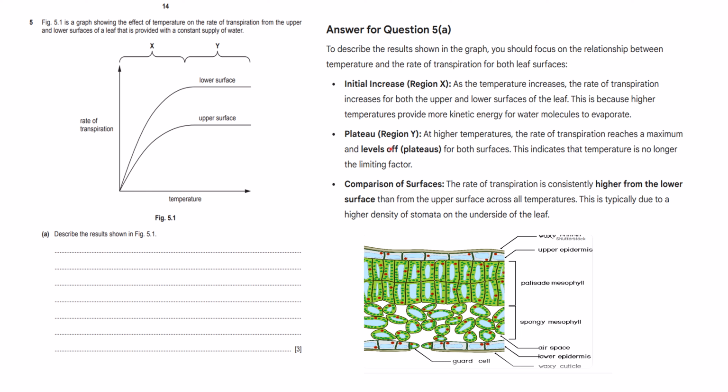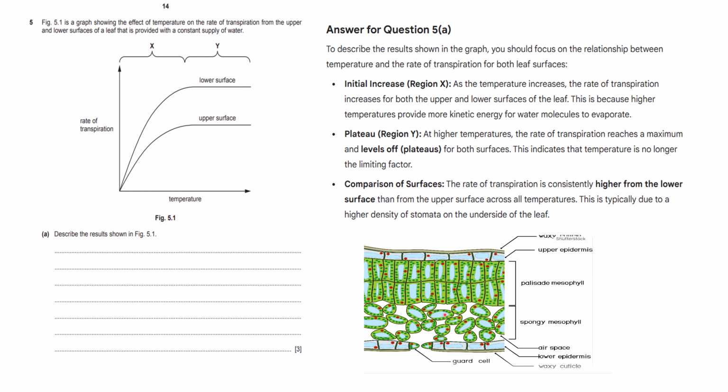In plateau region Y, at higher temperatures the rate of transpiration reaches a maximum and levels off, plateauing for both surfaces. This indicates that temperature is no longer the limiting factor. Comparison of surfaces: the rate of transpiration is consistently higher from the lower surface than from the upper surface across all temperatures. This is typically due to the higher density of stomata on the underside of the leaf.